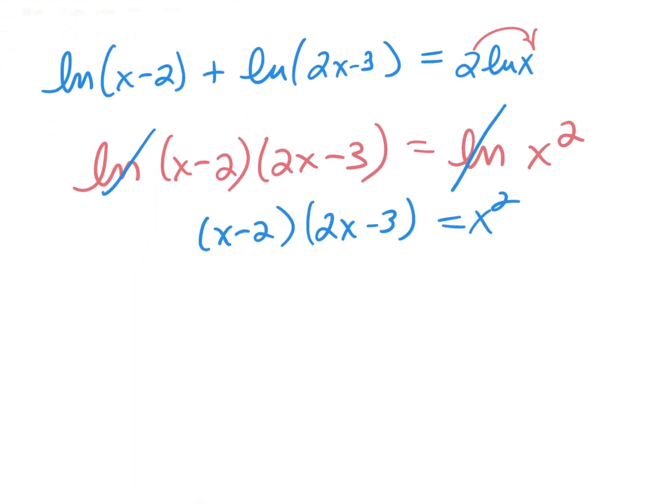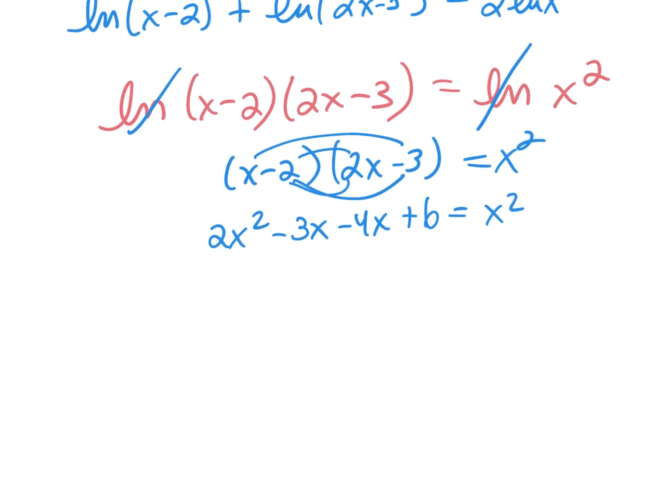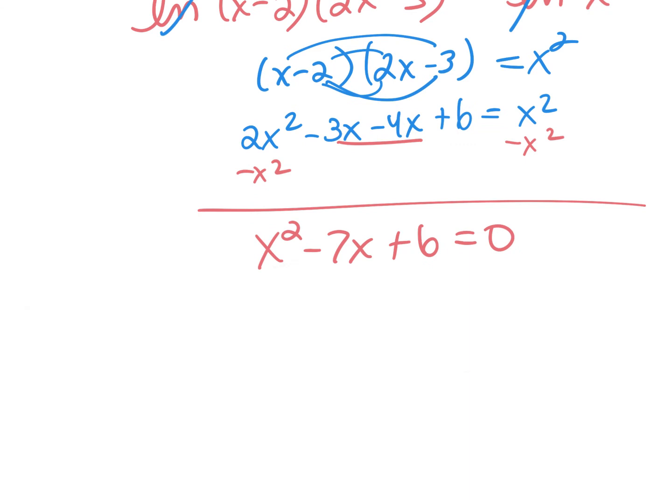What's x times 2x? 2x squared. X times 3? Negative 3x. Negative 2 times 2x. And then negative 2 times negative 3 equals x squared. I have a quadratic, so that means I got to move everything to one side, combine like terms. Can I take this x squared and move it over here? Yeah. And then I can combine these two? Yeah. All right, so I'm left with x squared minus 7x plus 6 equals 0. Correct? Isn't it 2?